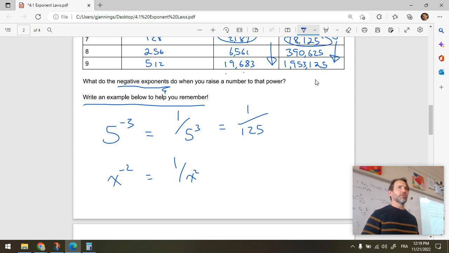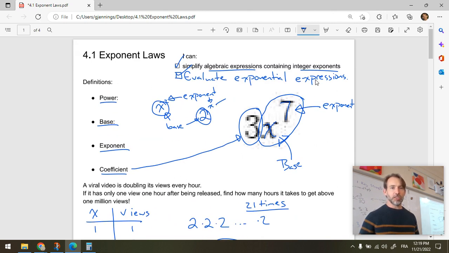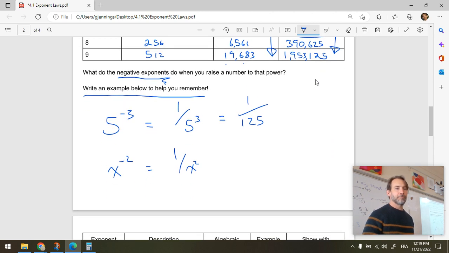How would you describe this negative exponent? Like, what's it doing? We have this language here that this is the base of the exponent. This is the exponent. If the exponent is negative, what is it doing to the base? How would you express that?